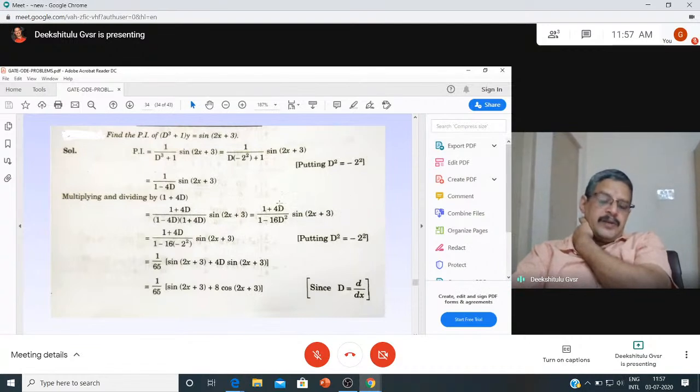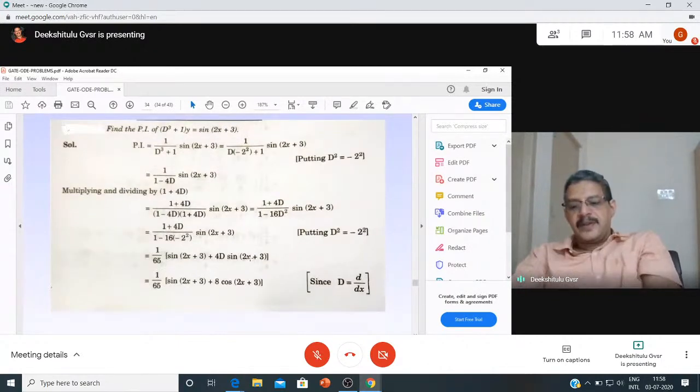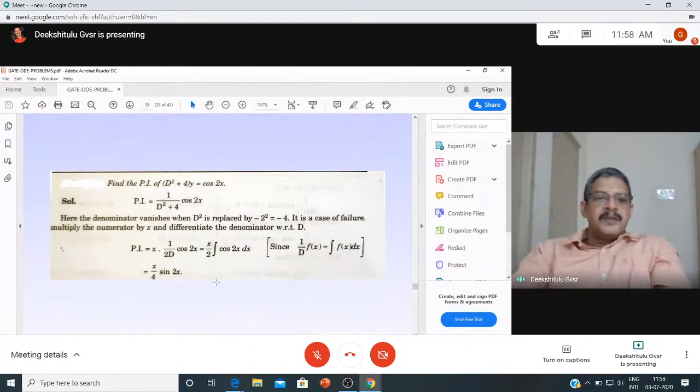Coming to the denominator, replace D^2 by -4, so 1 - 16 into (-4). The numerator is (1 + 4D) operated on sin(2x + 3). As I explained, this becomes sin(2x + 3) + 4D sin(2x + 3), that is sin(2x + 3) + 8 cos(2x + 3), divided by the denominator 65. This is how we get the particular integral here.